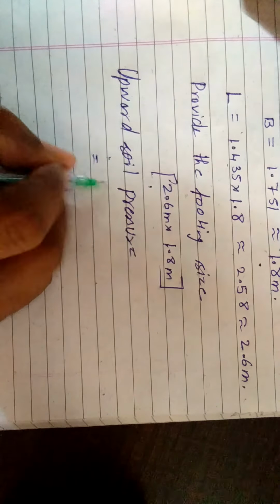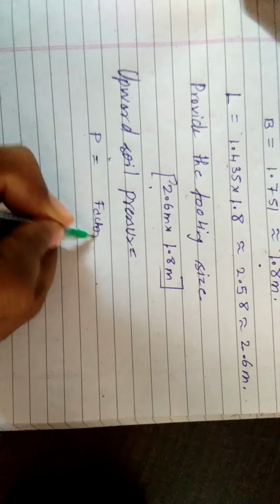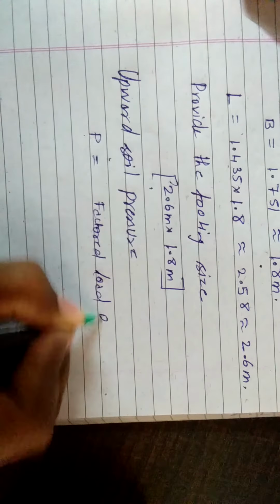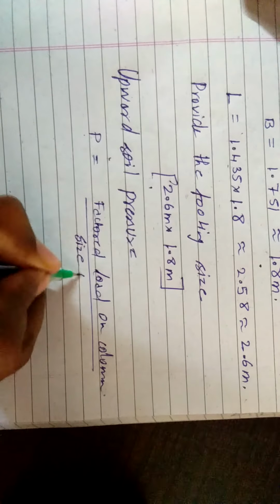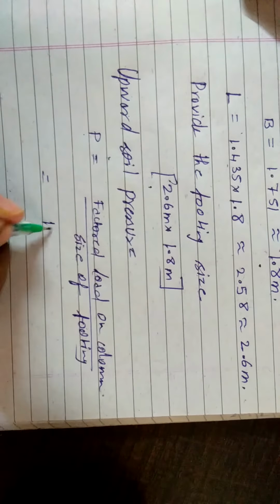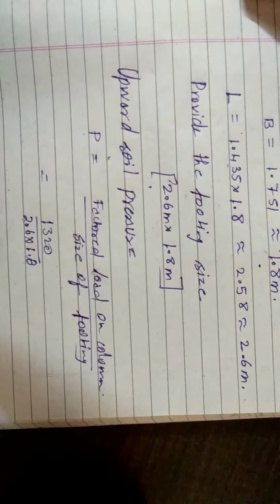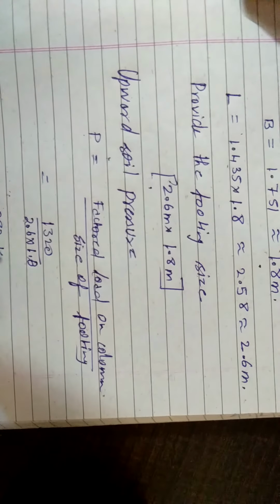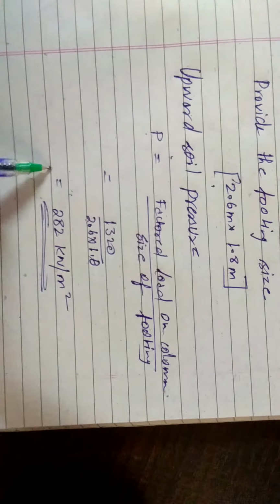Okay, now for that, P, the upward soil pressure, is equal to the factored load on column divided by the size of footing. The factored load on the column is 1320 divided by 2.6 into 1.8, which is equal to 282 kilonewton per meter square. Okay, here we get the upward soil pressure. Now one more thing is left, that is the permissible shear stress.